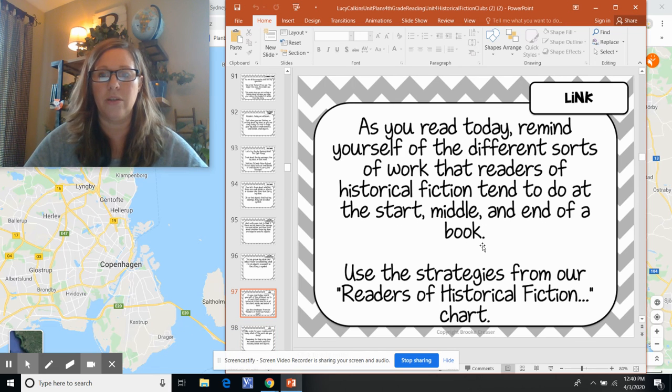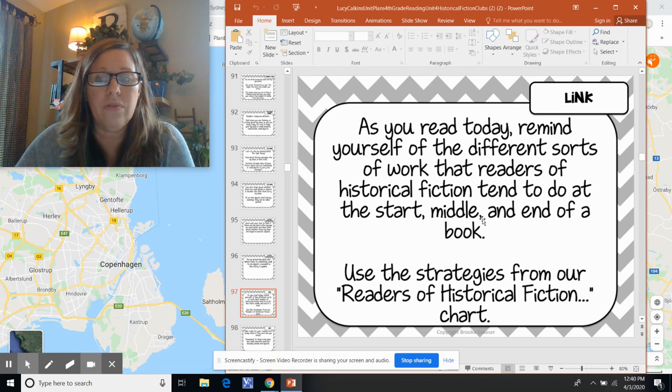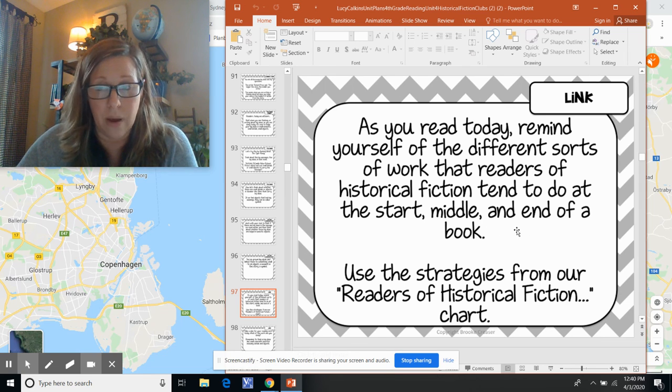Okay, so as you read today, remind yourself of the different sorts of work that readers of historical fiction tend to do at the start, middle, and end of a book. Use the strategies from the Readers of Historical Fiction chart.